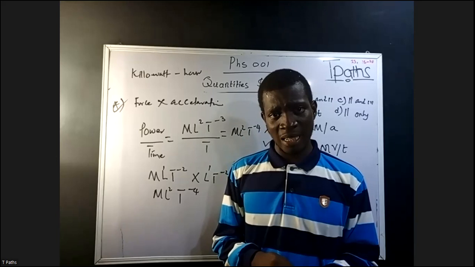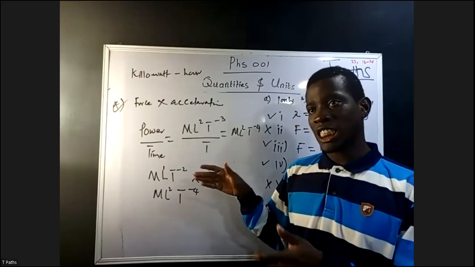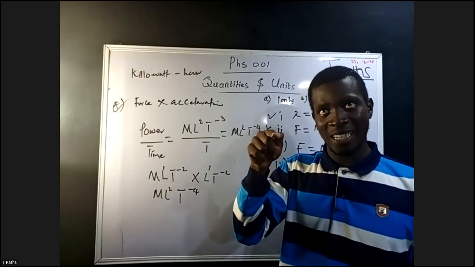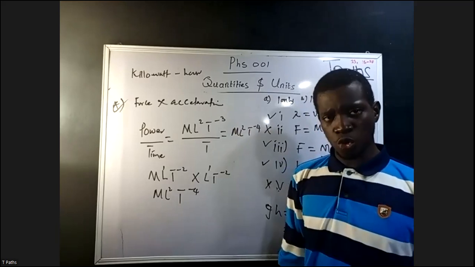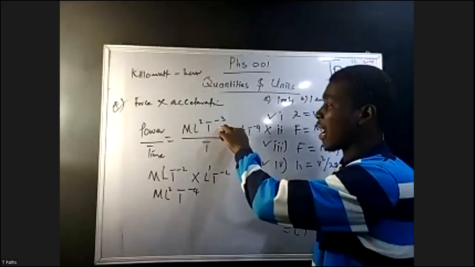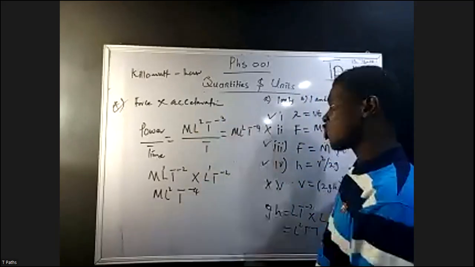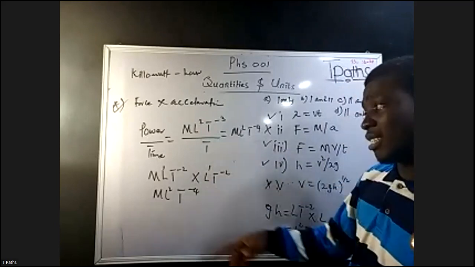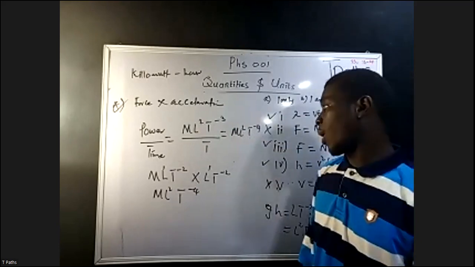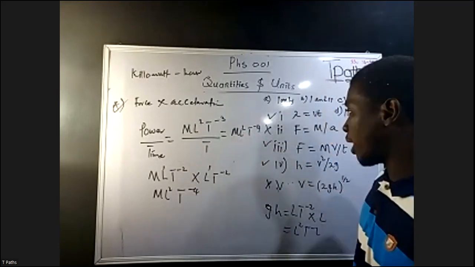The M here is standing for the mass. Because we know that power is equal to work done over time taken. And work done is force times distance. Force is mass times acceleration, and acceleration will be L T raised to the power minus 2, because acceleration is meter per second squared. So bringing everything together, that is how I got ML squared T raised to the power minus 3 over T. Time, of course, is T. So bringing everything together, that is how I got ML squared T raised to the power minus 4.